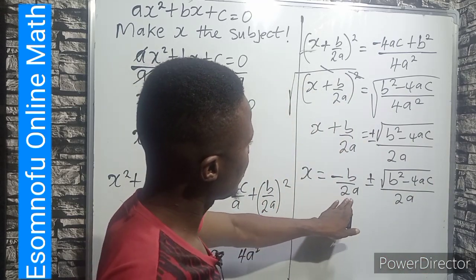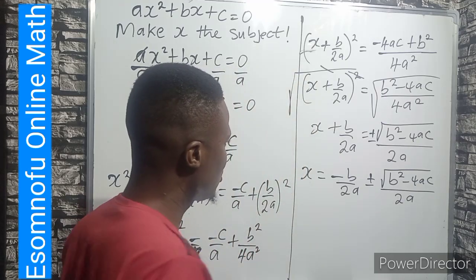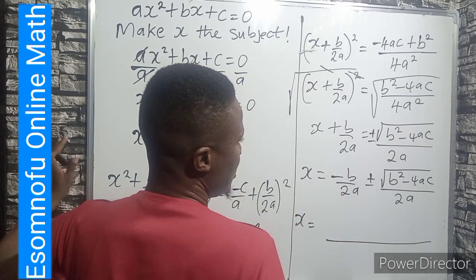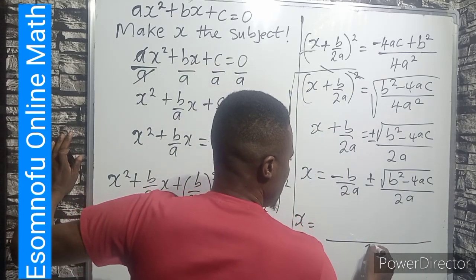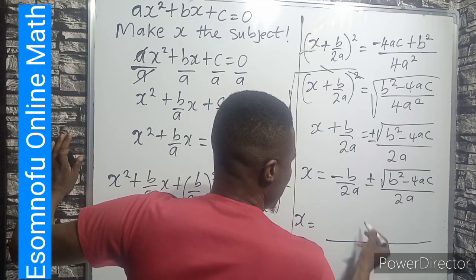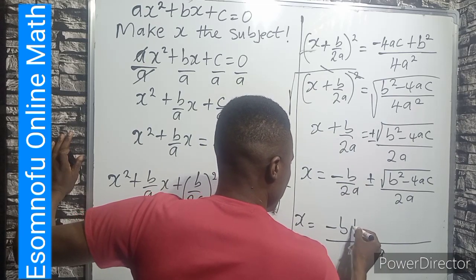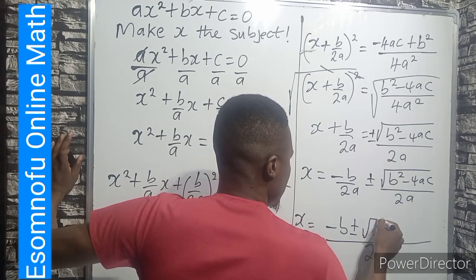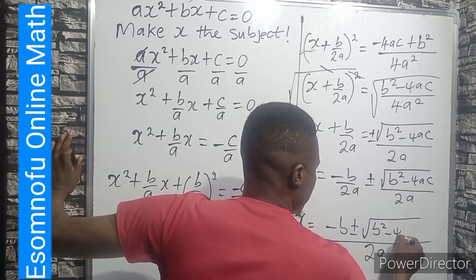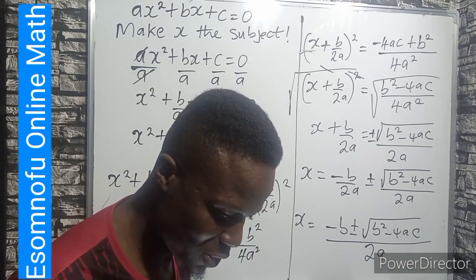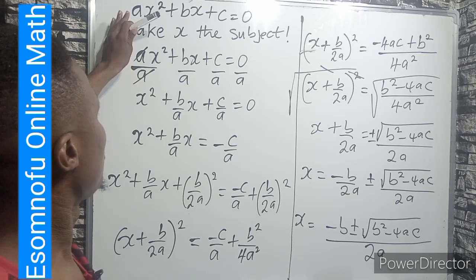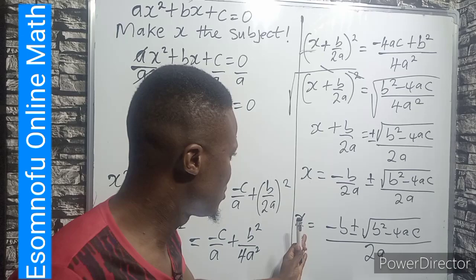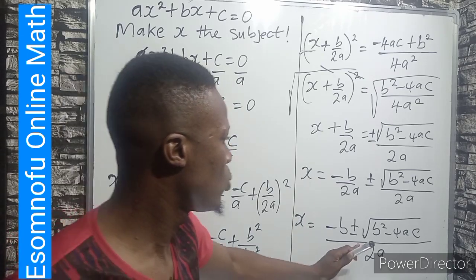You can see that the denominators are the same thing. If the denominators of two fractions are the same thing, you can just use 1. So you have it as 2a. 2a divided by 2a is 1. 1 times minus b is minus b, plus or minus 2a divided by 2a is 1. 1 times this root will still give us the same thing, the square root of b squared minus 4ac. And this is just the solution to this particular quadratic equation, where we're asked to make x the subject of the formula. This is the subject of the formula, x stays alone, and this is now the quadratic formula.